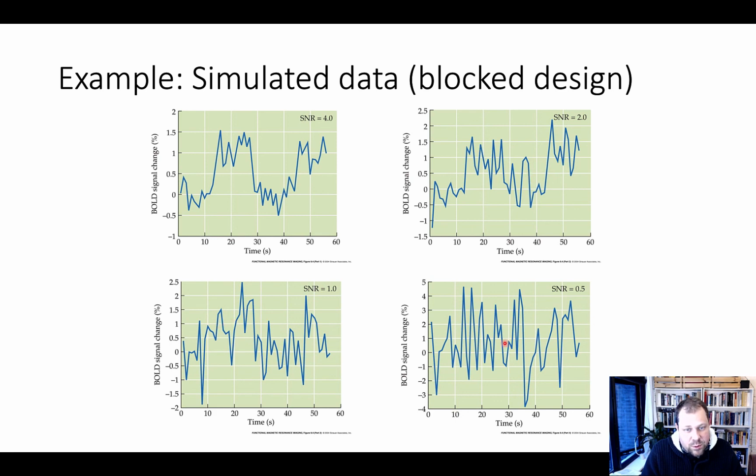And this gets even worse until we get to an SNR of 0.5, where the noise clearly is larger than the signal that we can detect, or that we wish to detect. And this then obviously is a situation we do not want to be in. We'd rather be in this situation where we have clear signal changes that we can also detect with the naked eye. If we have enough repetition, we can regress out the noise, obviously, right? We basically average out the noise in that case. But this is a situation we don't want to be in.